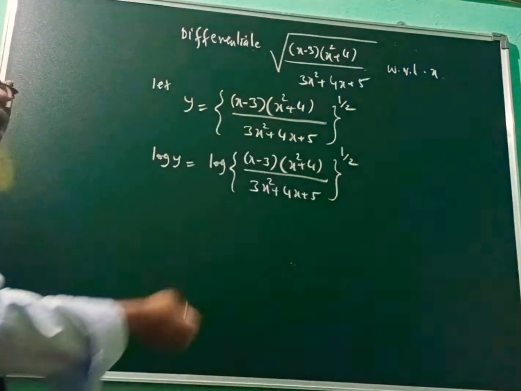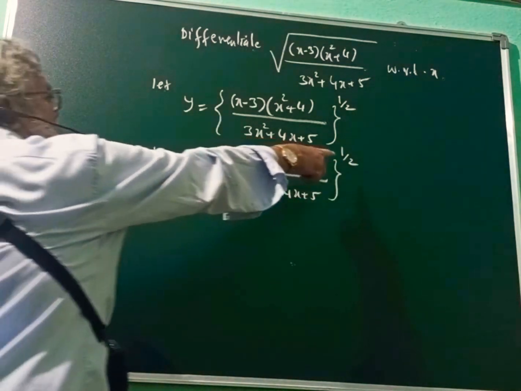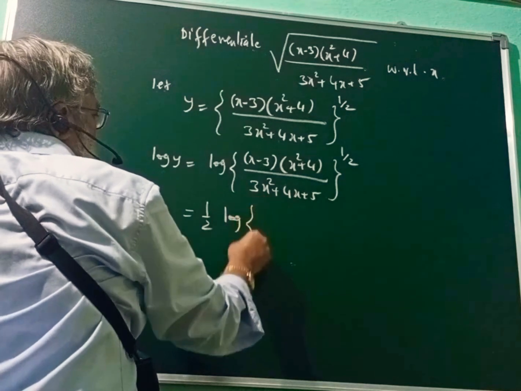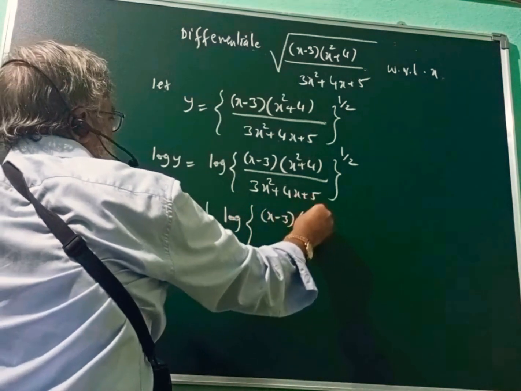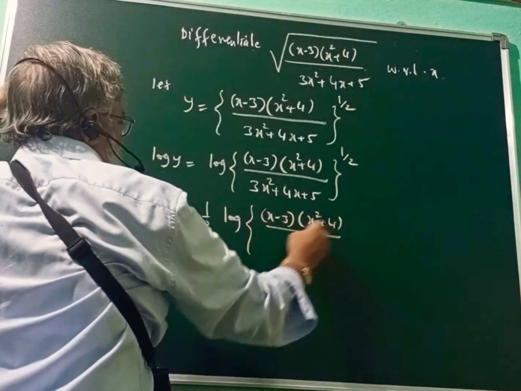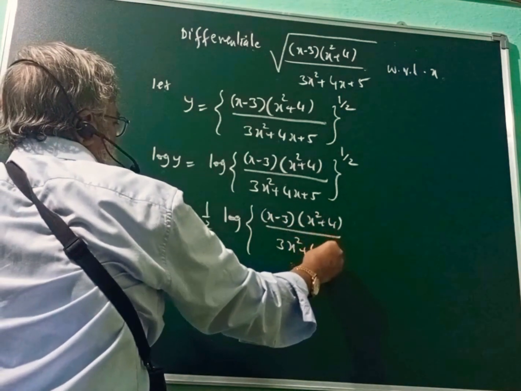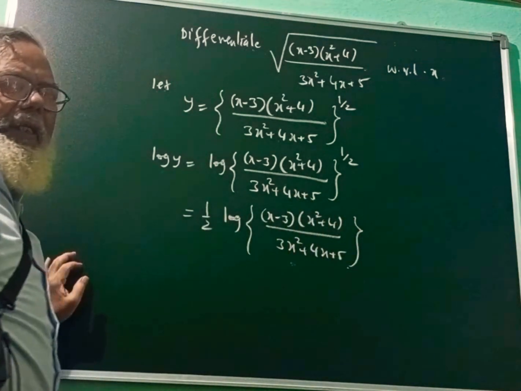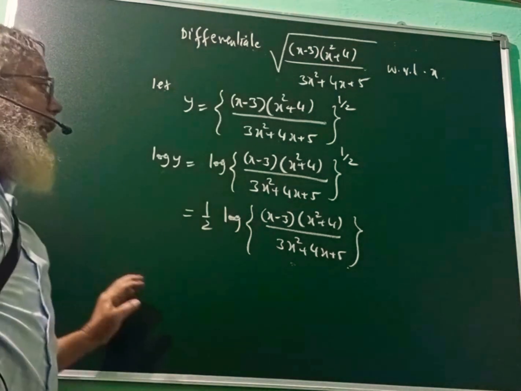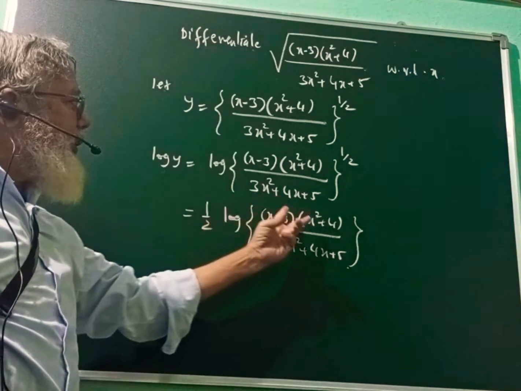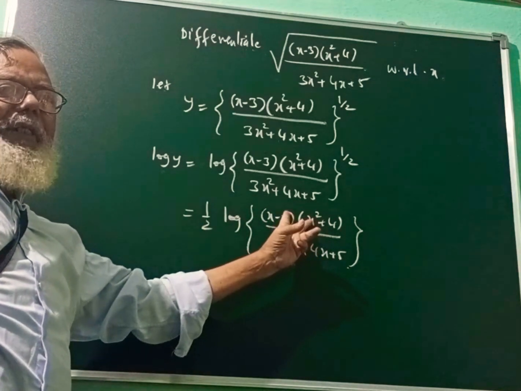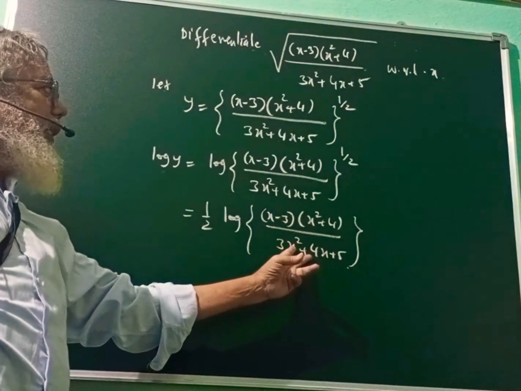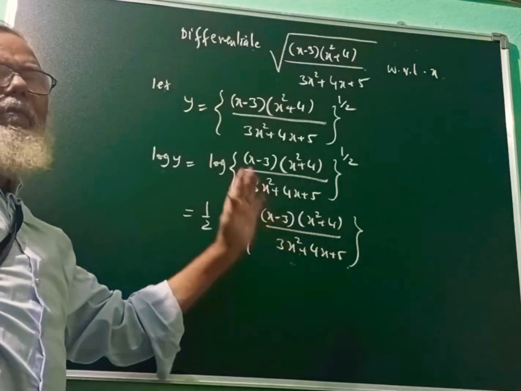By the third theorem which we have just mentioned, this half will come before the log. We can write half of log of x minus 3 into x square plus 4 divided by 3x square plus 4x plus 5. We have used the third formula of the logarithm. Now we apply the second formula of logarithm. It is of the type log m by n. This quantity we suppose as m, this quantity we suppose as n. Log m by n, by the second formula, is log m minus log n.